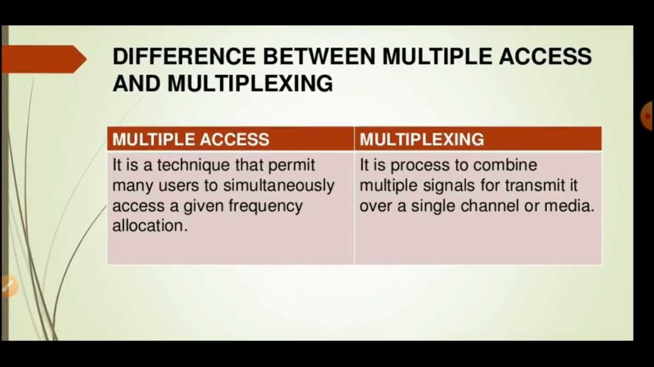Difference between multiple access and multiplexing. Multiple access is a technique that permits many users to simultaneously access a given frequency allocation. Multiplexing is a process to combine multiple signals and transmit them over a single channel or media.